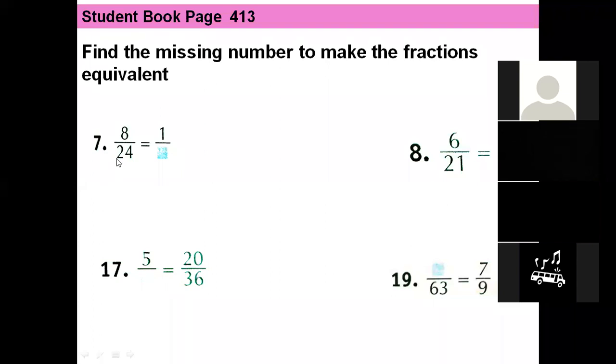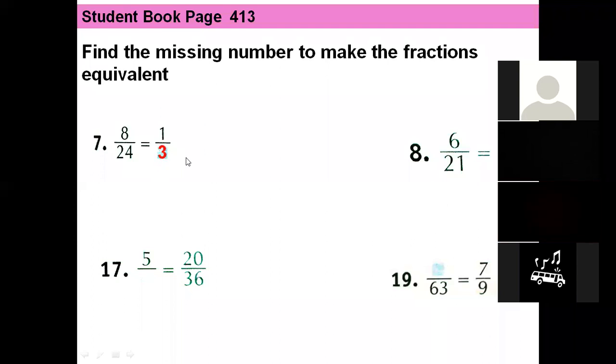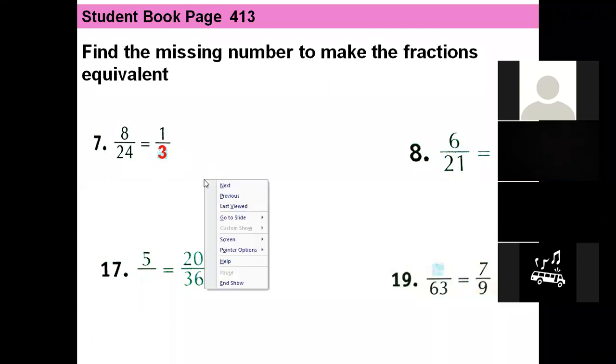24 divided by 8 is 3. That's correct. Why is it 3? Because we did here what? Divide by 8. So we need to do the same operation down. We should also do 24 divided by 8. Okay, great job. Focus with us. If you have any question, you may send it using the chat, okay? Follow with us.